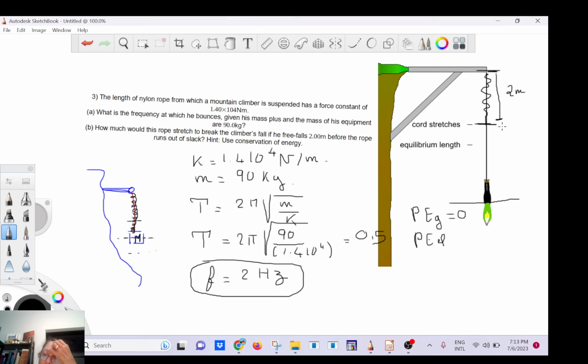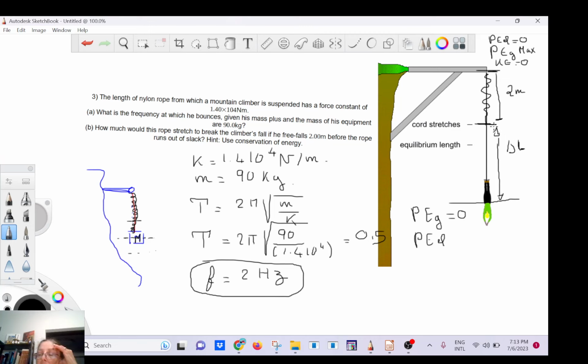So the idea is that here you have gravitational potential energy at max. The elastic potential energy is 0. Kinetic energy equals 0. At that position here, elastic is still 0, and you have some kinetic and some gravitational potential energy. And then all that potential energy is going to turn into elastic potential energy. And the maximum stretch here, let's say it's going to be delta L.